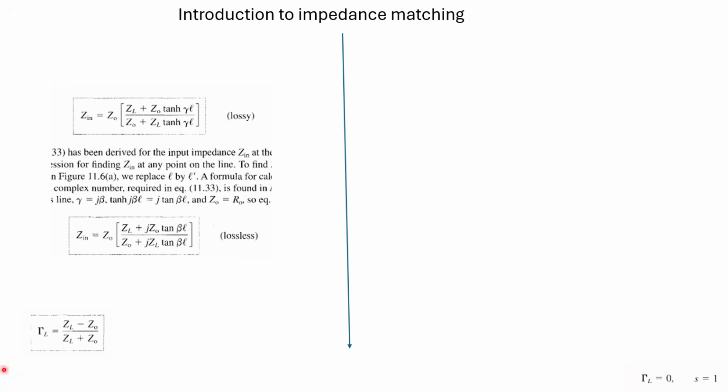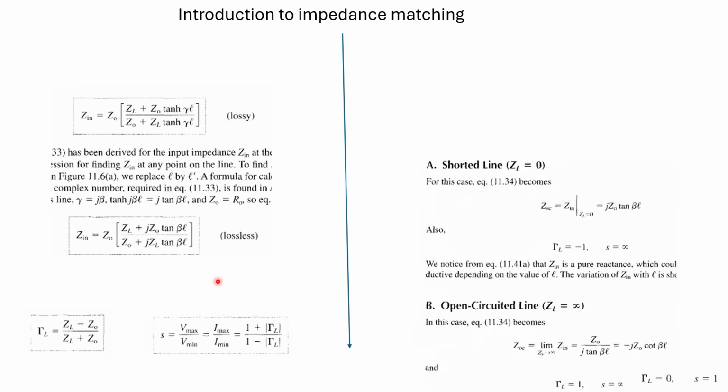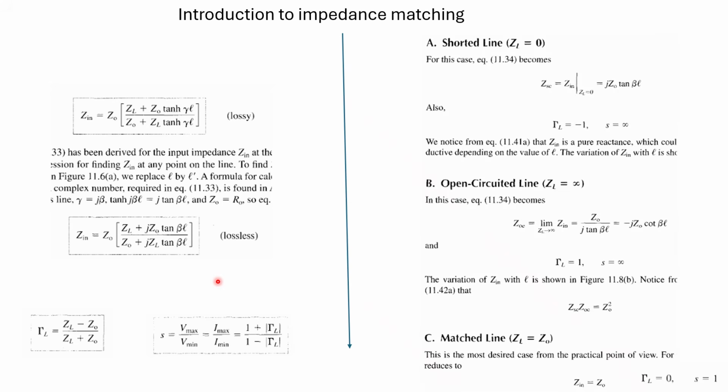Also we can find out τ, that is the voltage reflection coefficient, equal to (ZL minus Z0) divided by (ZL plus Z0), and also S, that is (1 plus |τ|) divided by (1 minus |τ|). So these are the three major equations that we should remember, very general equations, and with the help of these three equations we can find out the input impedance and the voltage reflection coefficient as parameters. But it may be difficult for calculations, so we can have an alternate solution using the Smith chart.